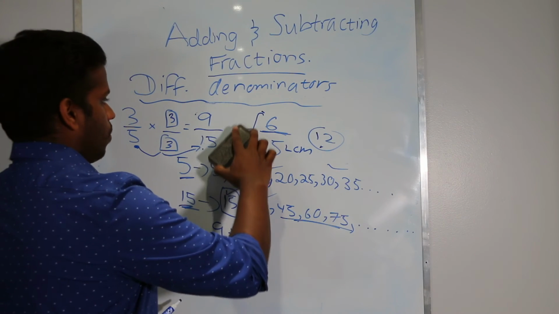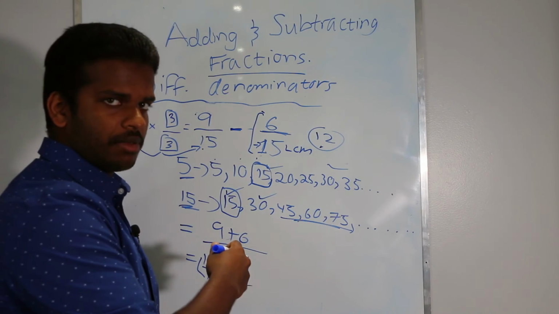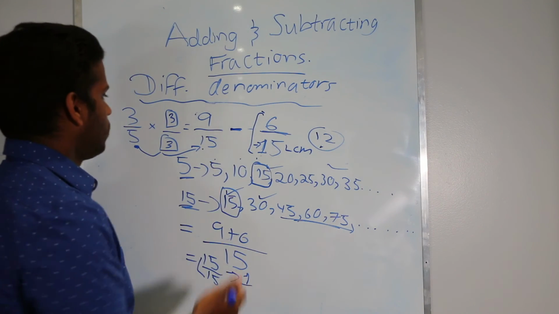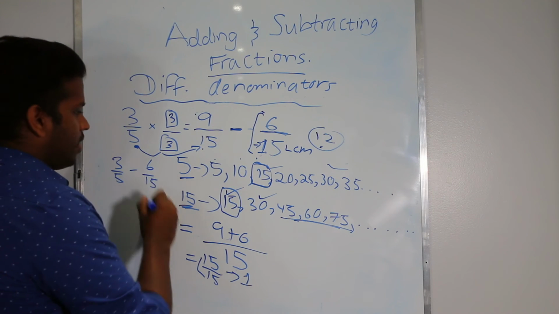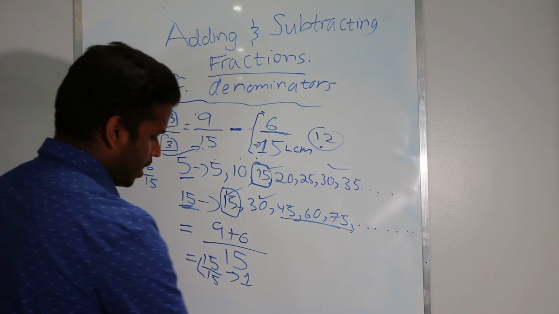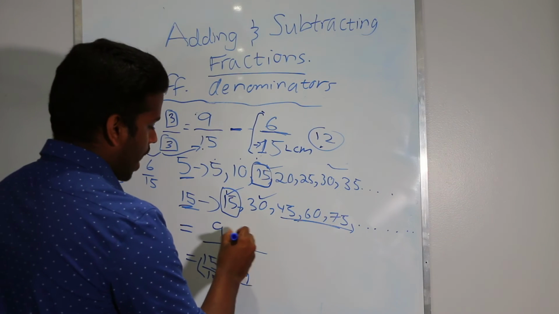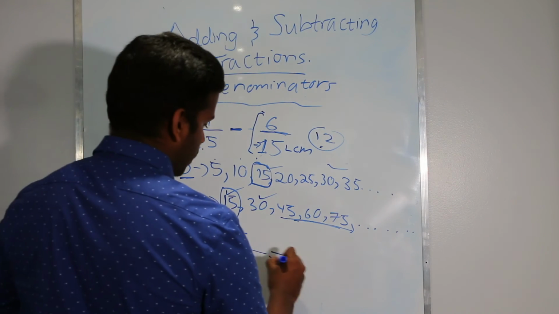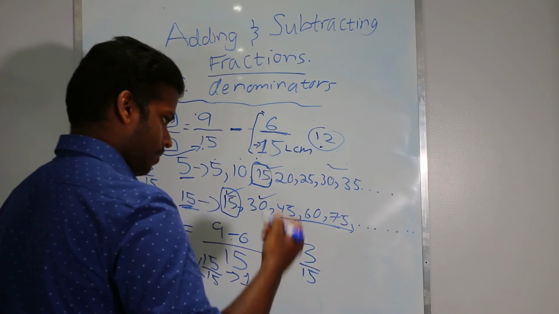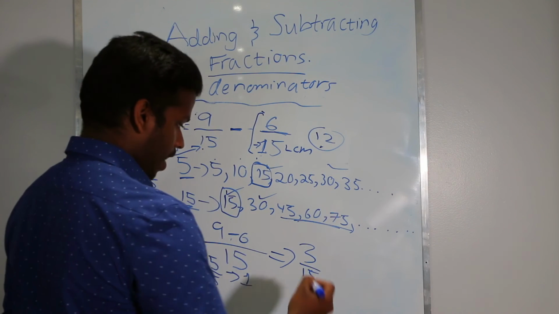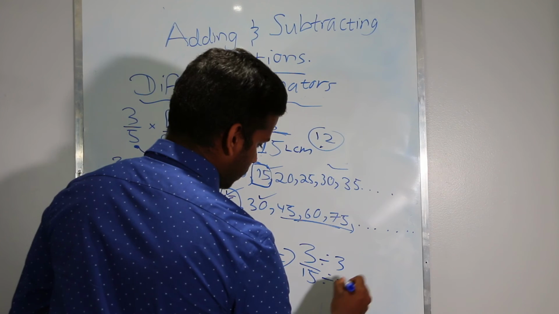So now, what if it was subtracting? Subtracting is done the same way we did it. So it was 3 over 5 minus 6 over 15 instead. Exact same way, except the operation in the middle just changes. So it would be 9 minus 6. So 9 minus 6 is 3 over 15. And then we would have to use our knowledge of greatest common factor to simplify it. So we know that our greatest common factor would be 3.